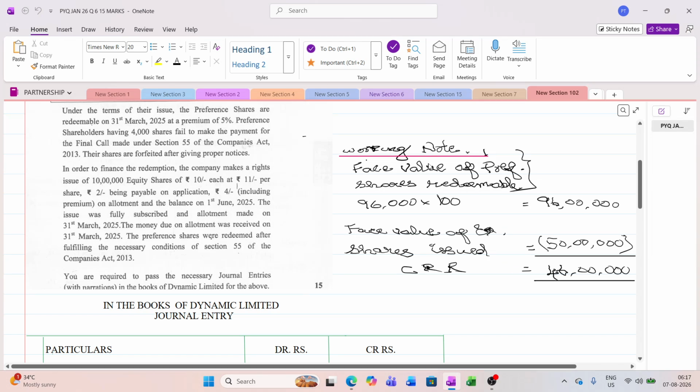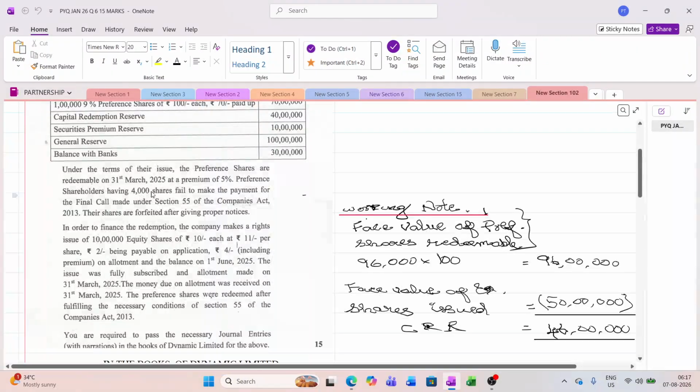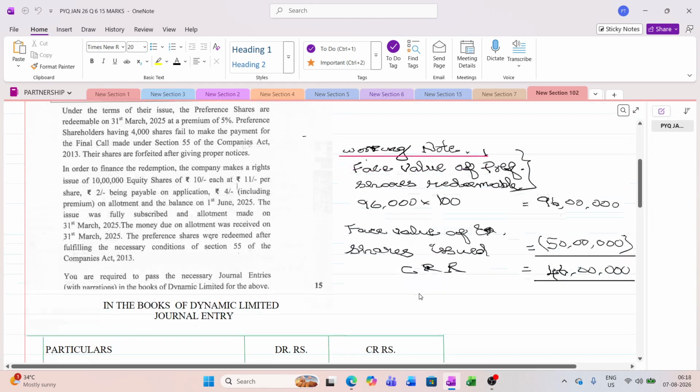So the first working note: you should make it the face value of preference shares. We know that 4,000 shares are forfeited, so only 96,000 preference shares at the rate of 100 each we have to redeem. So the total amount required is 96 lakh. This is face value; you have to take face value only. And what is the face value of equity shares applied? We will see that. We will subtract that amount, and the balance of general reserve will be converted into capital redemption reserve.